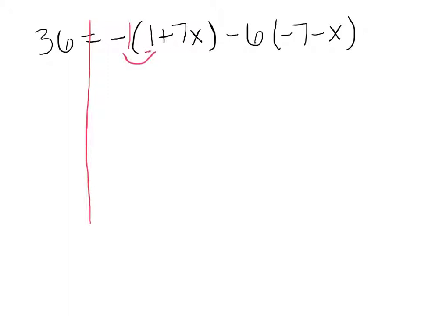So that's what we need to distribute in this first set of parentheses. So we're going to end up with negative 1 times 1, which is negative 1. Negative 1 times 7x, which is negative 7x, or minus 7x.